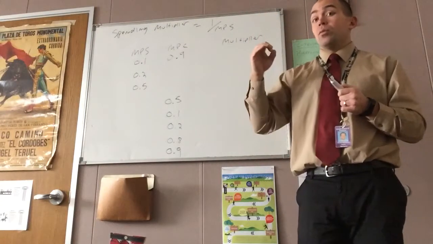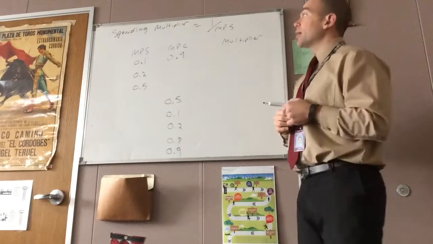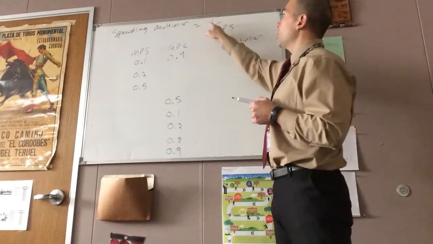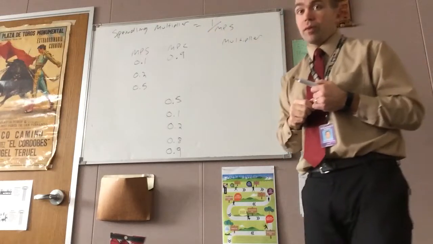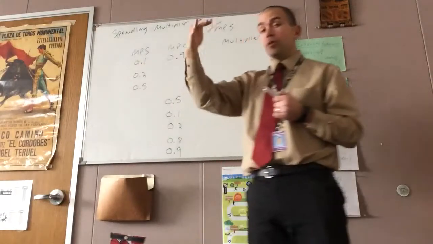And then what we're going for right now is, how do we get this multiplier? Well, you take the equation, 1 over MPS. So 1 over MPS here, if you do the math.